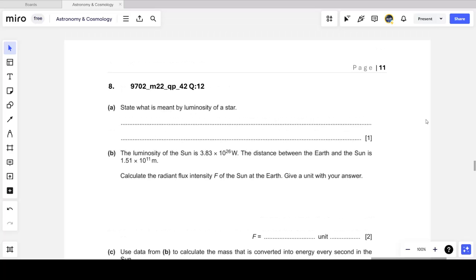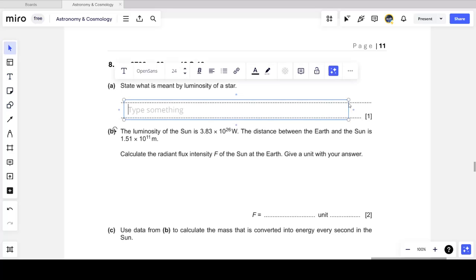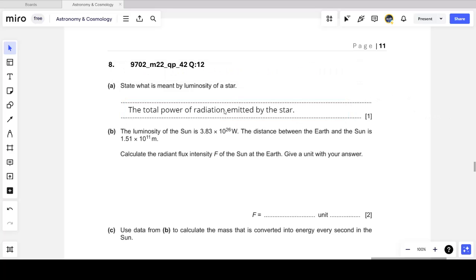Now, the last question I'll do in this video is question 8, and this comes from the March 2022 exam, question paper 4, variant 2, and it's question 12 from that paper. So you see these questions usually come late on in the exam paper. We are asked to state what is meant by the luminosity of a star. The luminosity of a star is the total power of radiation emitted by the star, not by any other sources. So only the energy of all of the radiation being emitted by the star every second.